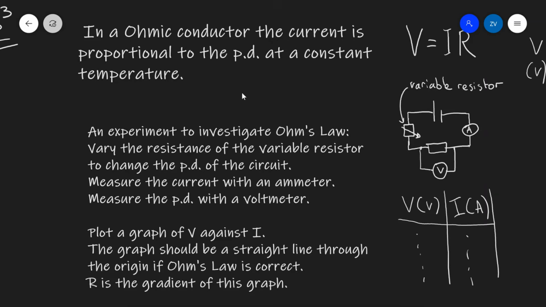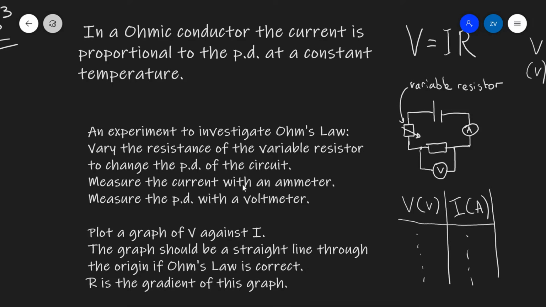We can investigate Ohm's law with the following experiment. All we need is a cell that we connect to a variable resistor, then we have another fixed resistor, and we have an ammeter in series and a voltmeter in parallel across the fixed resistor. First off, we will need to vary the resistance of the variable resistor. This will change the potential difference of the entire circuit.